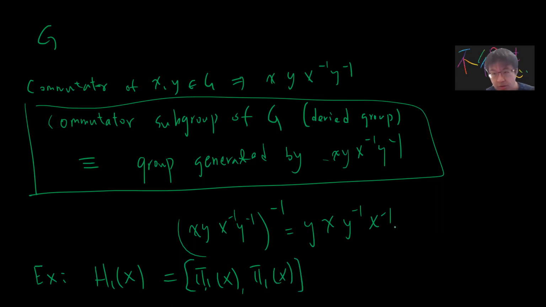Okay, so this is the notation. Usually the derived group, this commutator group, is defined as G prime, denoted as the commutator of G, G.